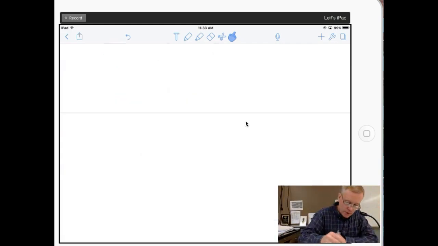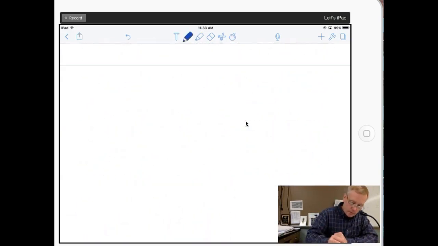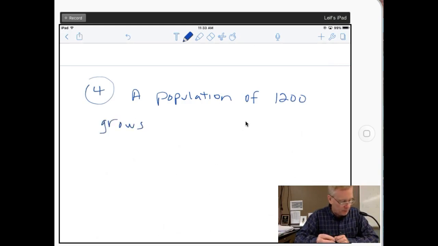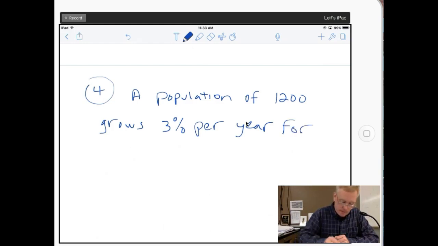I'm going to do a population one now. Next question is 4. A population of 1,200 grows 3% per year for 5 years. What's the population after 5 years?